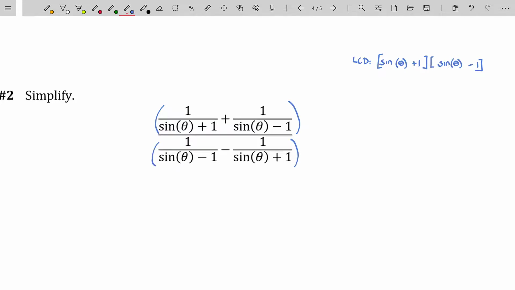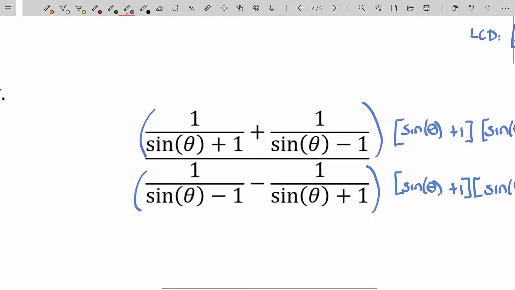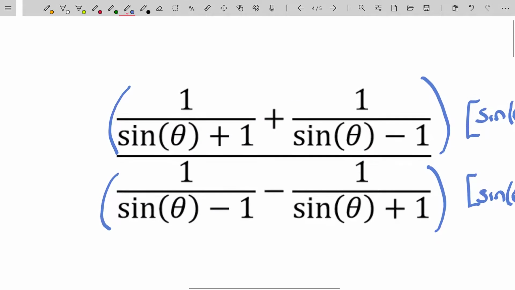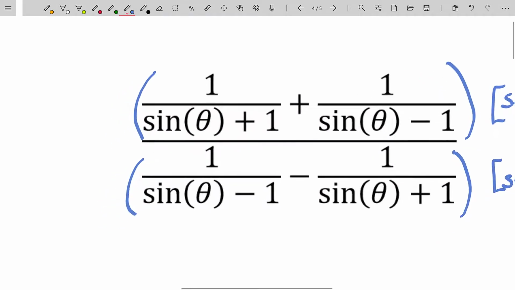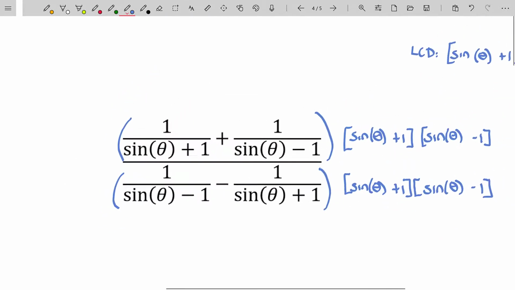That is, I want to multiply that entire numerator by the LCD, which is sine of theta plus 1, sine of theta minus 1. And at the very same time, I want to multiply that denominator by that LCD as well. Again, very, very important that you use grouping symbols on this master fraction, if you will. And also that you multiply both numerator and denominator of that master fraction by the LCD.